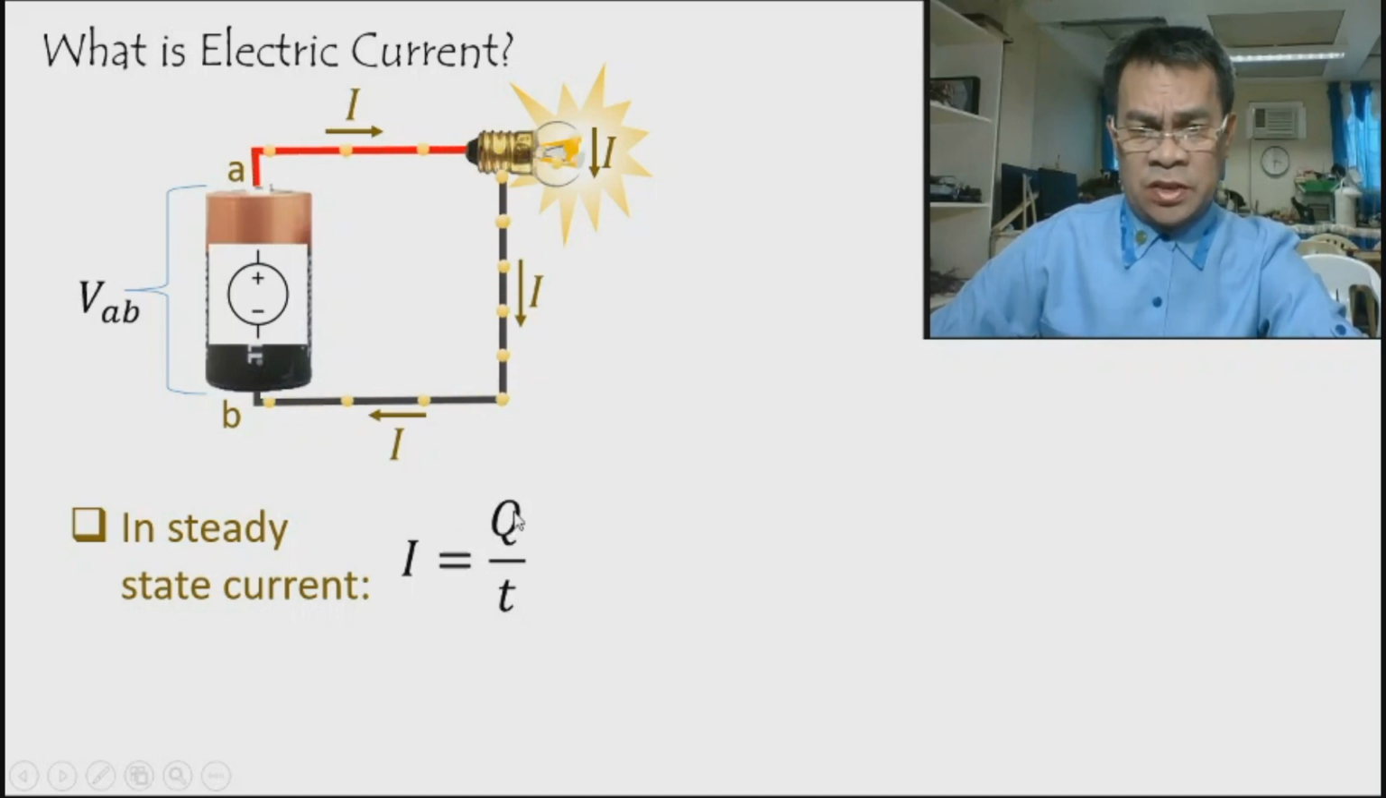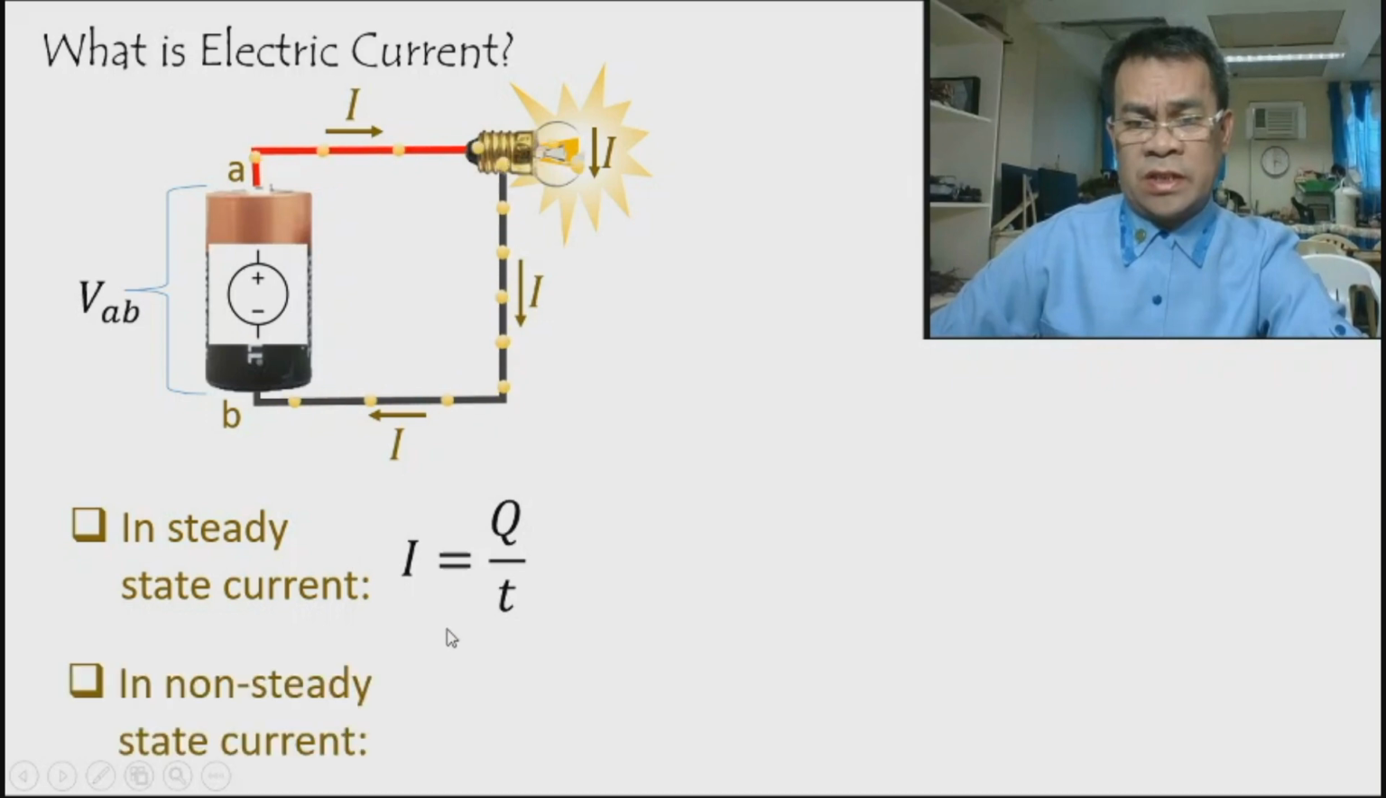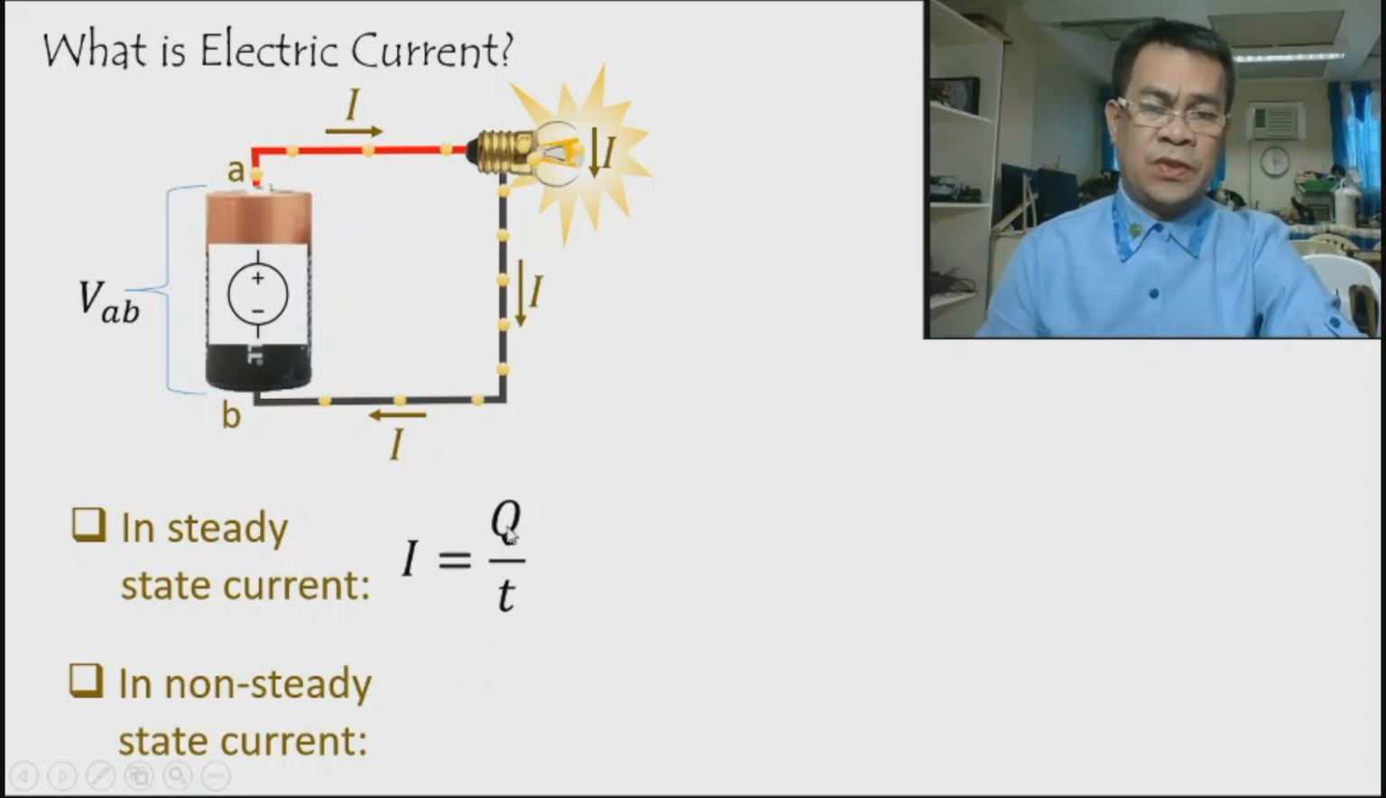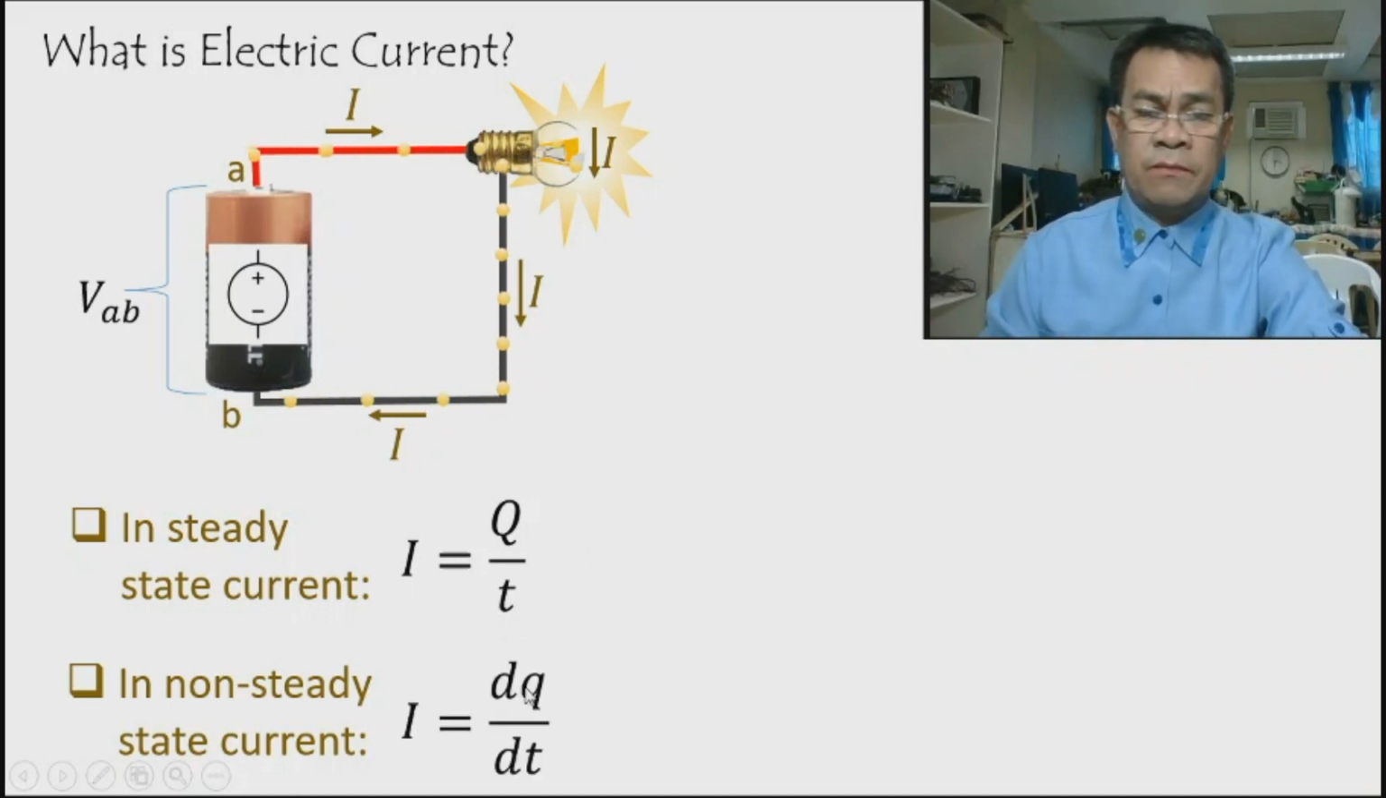But if the charge changes with time, then we call that non-steady state. In that case, we will use the infinitesimal value. Your Q is not a constant, therefore the charge might be changing with time. So we will use dq, and we have dt. Small letter dq means an infinitesimal charge at that point per infinitesimal time interval, and the result is still I.